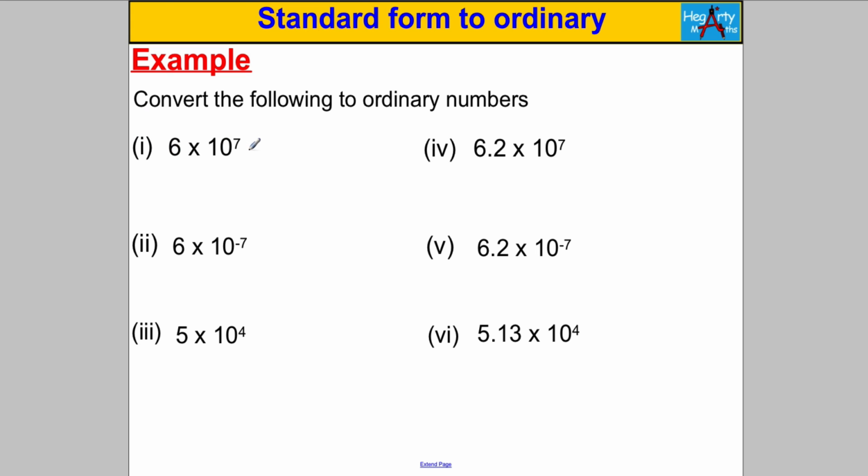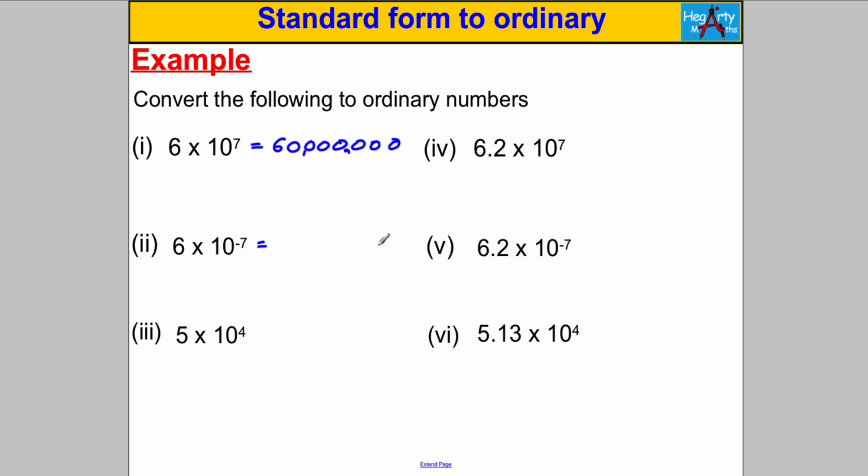6 multiplied by 10 to the 7. I'm going to write down my 6, and I know that I've got 7 digits after this 6. So I'm going to write in a 0 here because there's no other digits. So 1, 0, 2 zeros, 3 zeros, 4 zeros, 5 zeros, 6 zeros, 7 zeros. Put your comma every 3 from the left. Done. Next one. 6 multiplied by 10 to the negative 7.